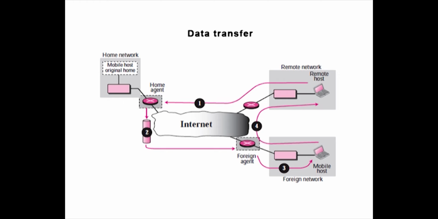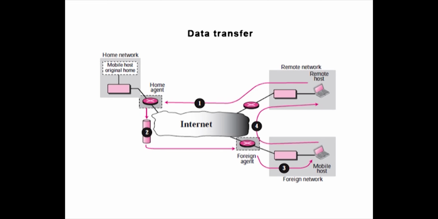From remote host to home agent. Path 1 of the figure shows this step. When a remote host wants to send a packet to the mobile host, it uses its address as the source address and the home address of the mobile host as the destination address. In other words, the remote host sends a packet as though the mobile host is at its home network. The packet, however, is intercepted by the home agent, which pretends it is the mobile host. This is done using the proxy ARP technique.